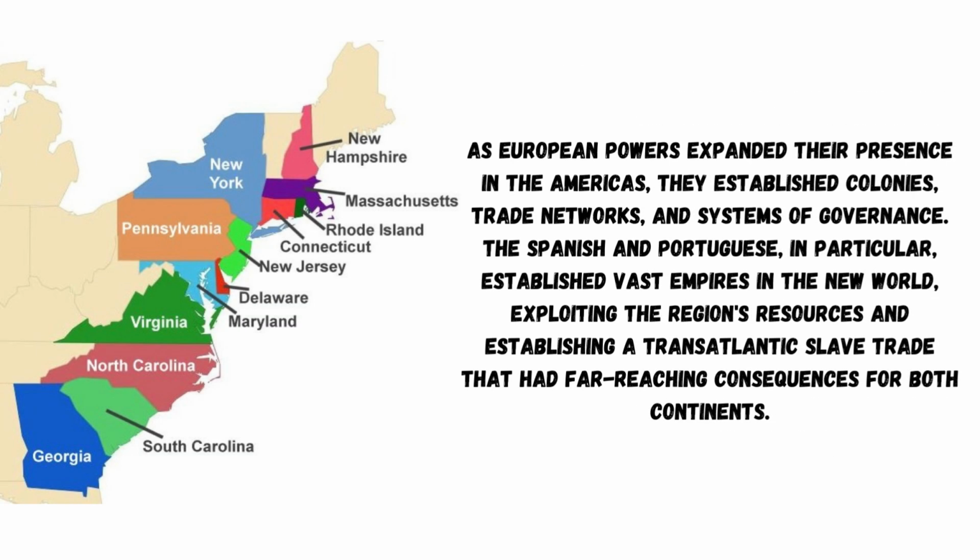As European powers expanded their presence in the Americas, they established colonies, trade networks, and systems of governance. The Spanish and Portuguese, in particular, established vast empires in the New World, exploiting the region's resources and establishing a transatlantic slave trade that had far-reaching consequences for both continents.